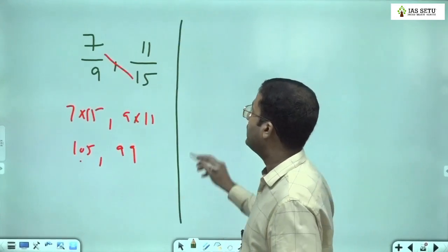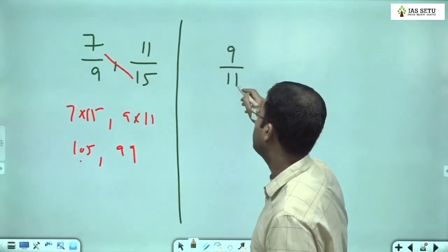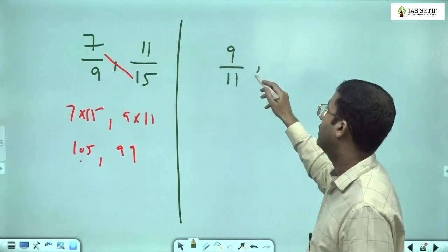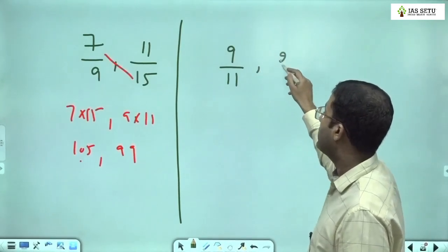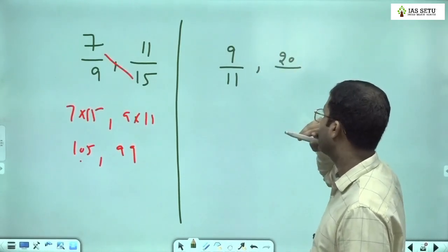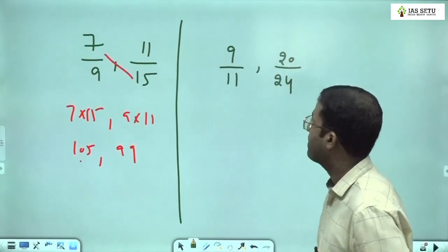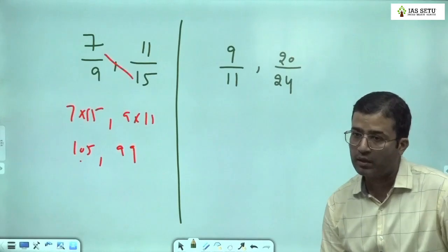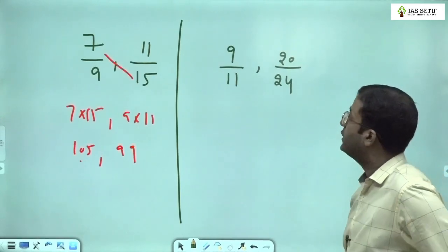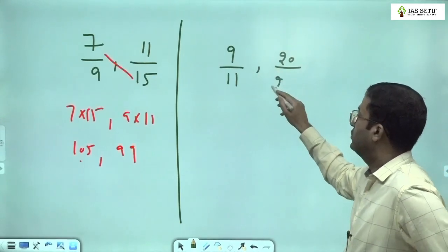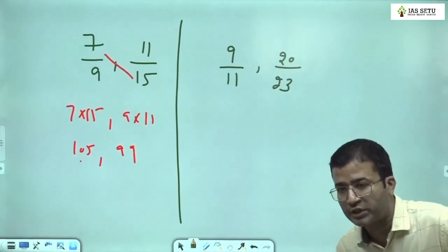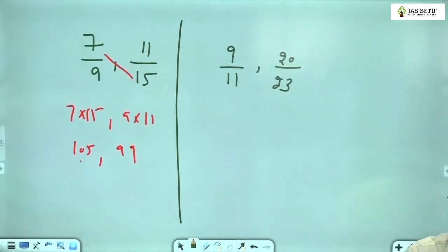Like for example, 9 by 11 and 20 upon 24, या 23 ले लो. 20 upon 23. 9 by 11 and 20 upon 23.